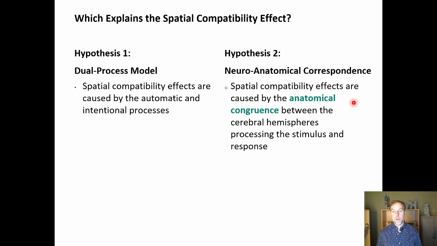It states that spatial compatibility effects are caused by the anatomical congruence between the cerebral hemispheres processing the stimuli and response. It's basically saying it's not about intentional and automatic processes, it's just about how we're mapped and how information comes in and how it then goes out to make a motor response with our hands. So to understand that, let's look at the neuroanatomy of the visual input and the motor output.